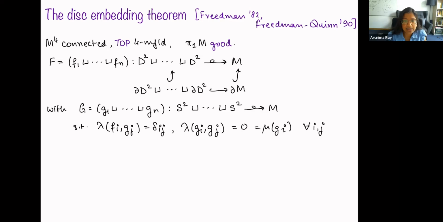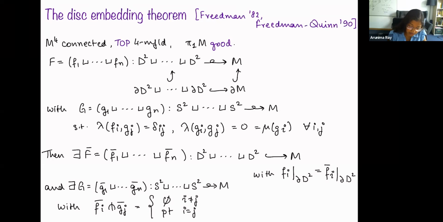Okay, so this is the input to the Disc Embedding Theorem. There are two inputs: there's the thing I want to embed, and it has these dual spheres that are going to help out. And then the output has two parts as well. First, there are analogs of the two inputs.